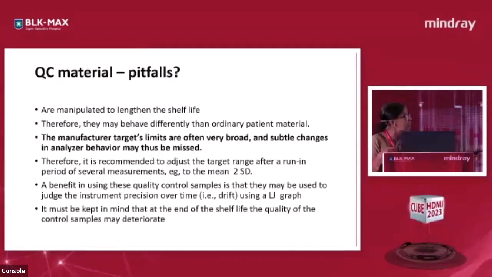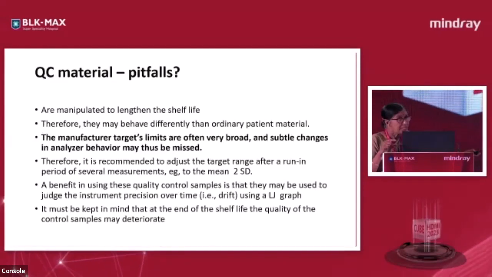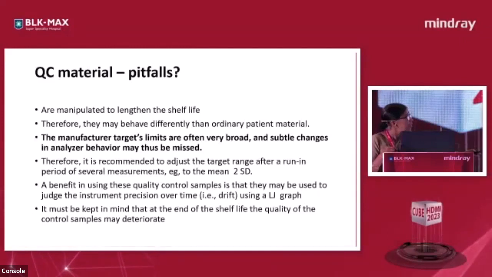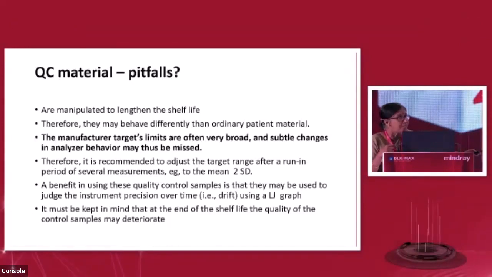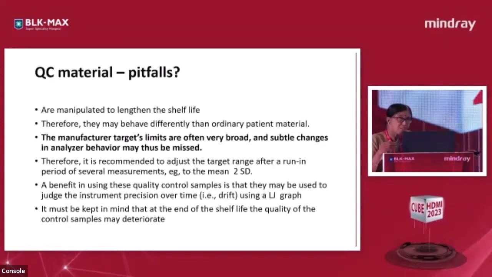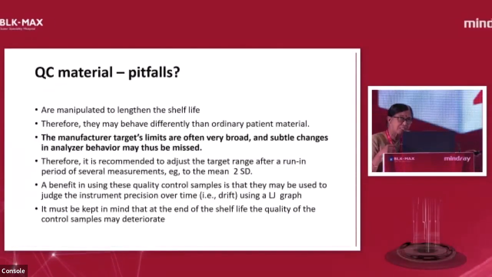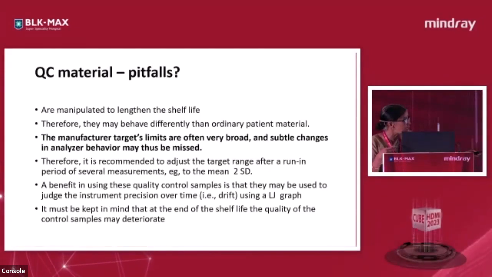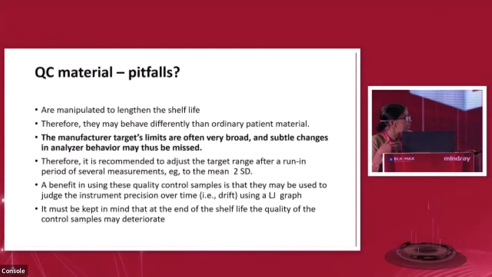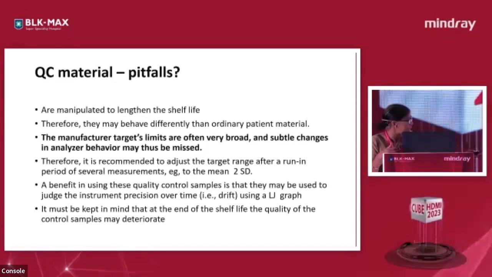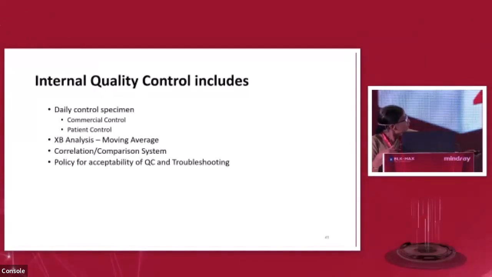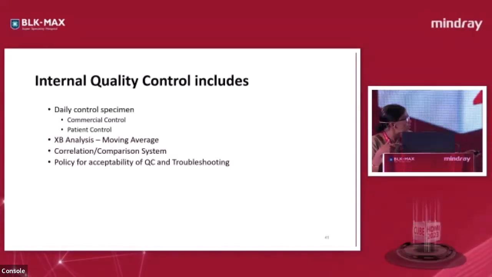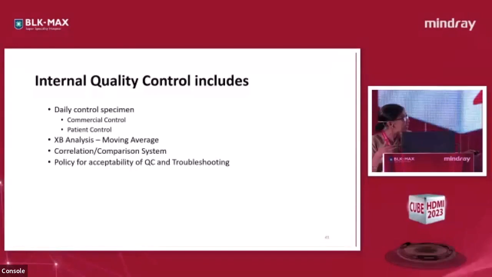The next question is, are there pitfalls with the QC materials that are available to us? The manufacturer's target limits are often very broad. Thereby, subtle changes in the analyzer behavior can be missed. Therefore, it's recommended to adjust the target range after the laboratory runs several runs and measures its own mean and target range. A benefit in using these QC samples, as we all know, is we can identify drifts using the LJ graph.